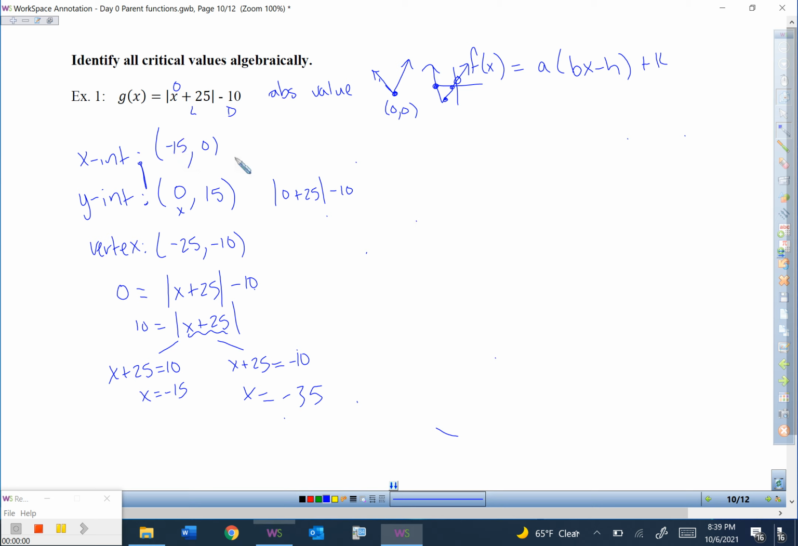So negative 15, 0 is our first one, and negative 35, 0 is our second one. You're always welcome to check your work in a graph. Okay, we're trying to get to a point where we know the shape of these from the parent function and get an idea of what should show up on it.